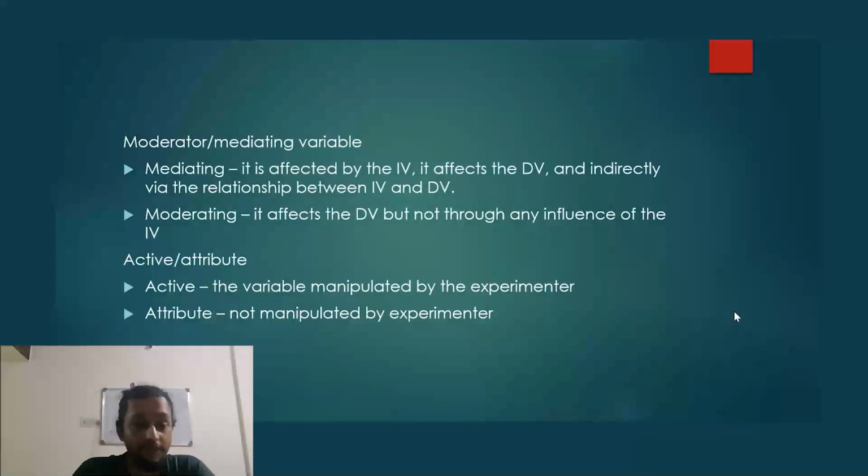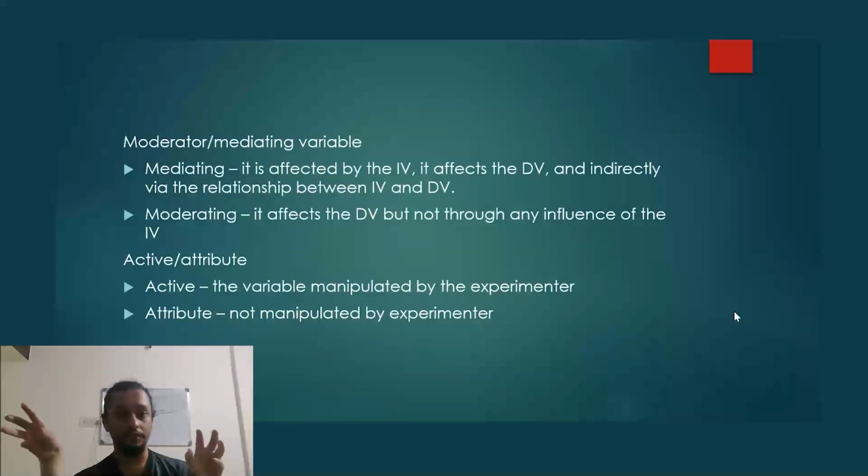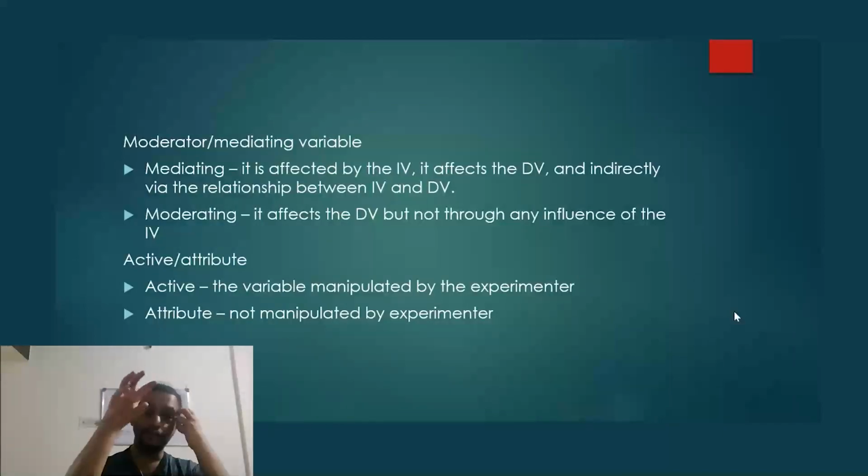A mediating variable is one where the mediating variable itself is affected by the independent variable, right? So think of it like a diagram. Independent variable affects mediating variable. Mediating variable affects the dependent variable, okay? And the independent variable affects the dependent variable also. So it's like a triangle, right? So the mediating variable comes in between this relationship, right?